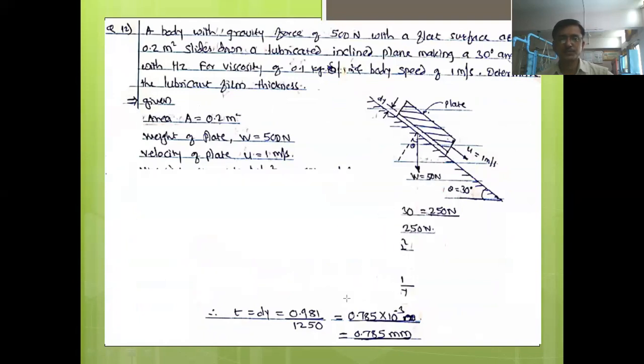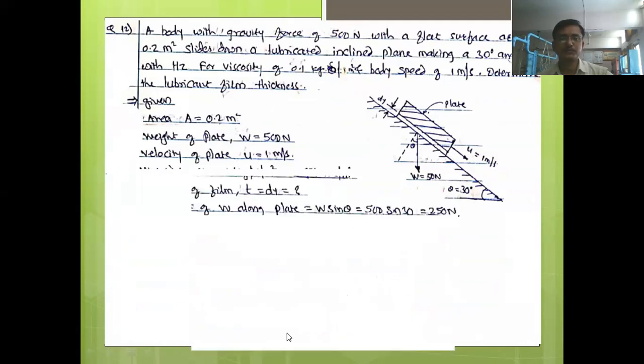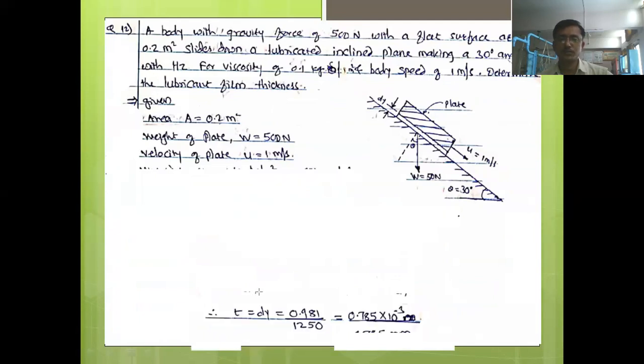What is different here? Instead of a horizontal surface, the surface is inclined. You can observe in the figure here. Write down the problem.